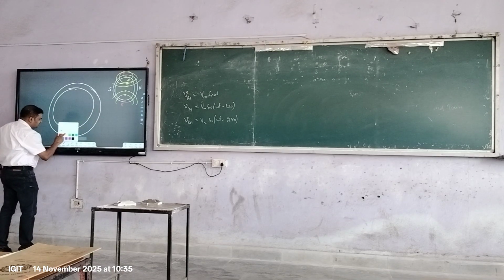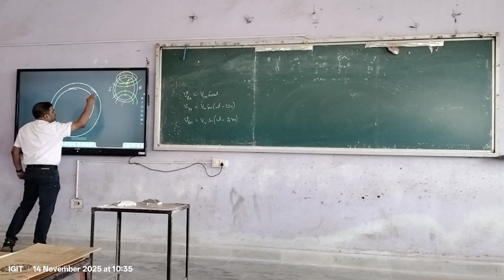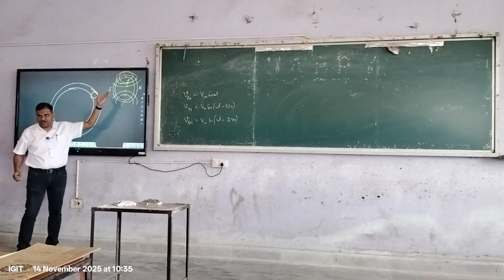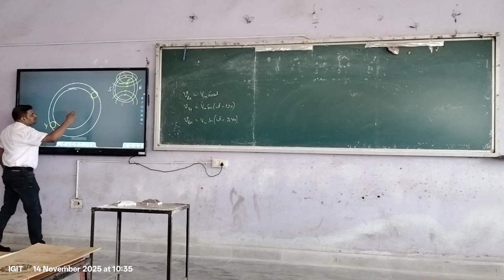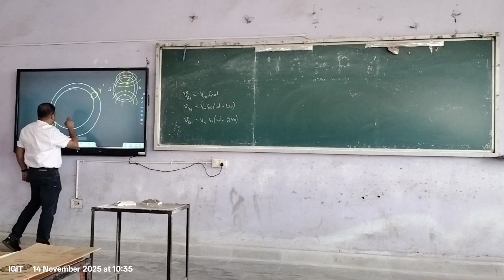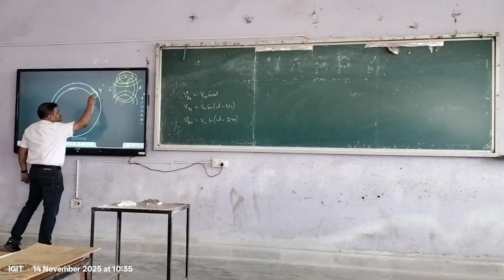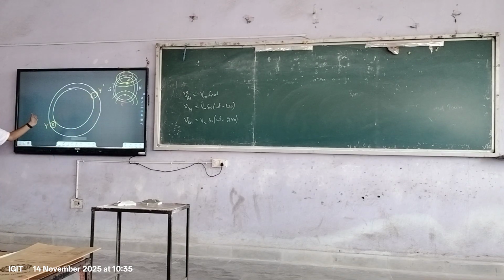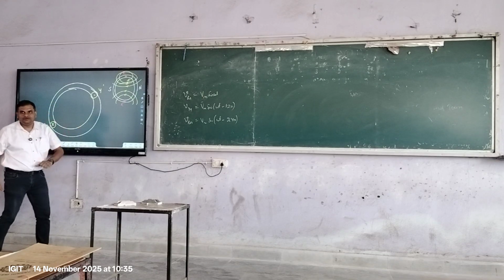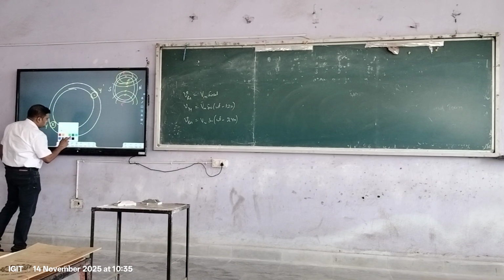Let me take another one, yellow. This is Y and this is here. Let me draw the Y in a different way. First we have a cross, then we have a dot. This is Y, this is Y dash. Current is entering from here, current is coming out from here. So how will the flux be produced here?